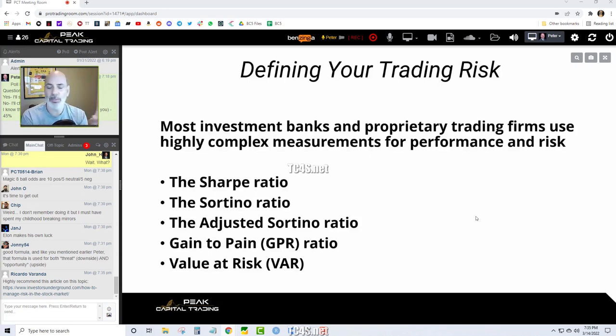So the reason why I'm not going to spend any more time on these specifically is that your first goal, your first challenge, is to define risk parameters that make sense to you, and then trade within them without failure. Most of us spend our entire careers trying to do that. And if you're spending your entire trading career trying to do that, then these measurements, frankly, are less meaningful.